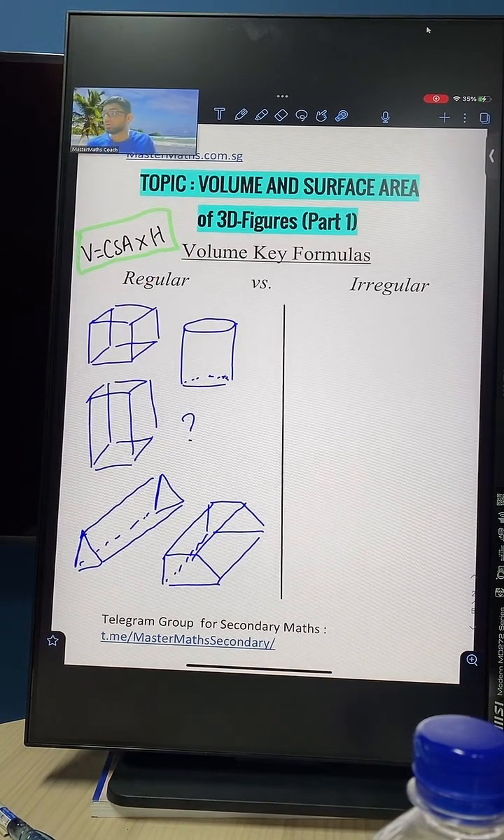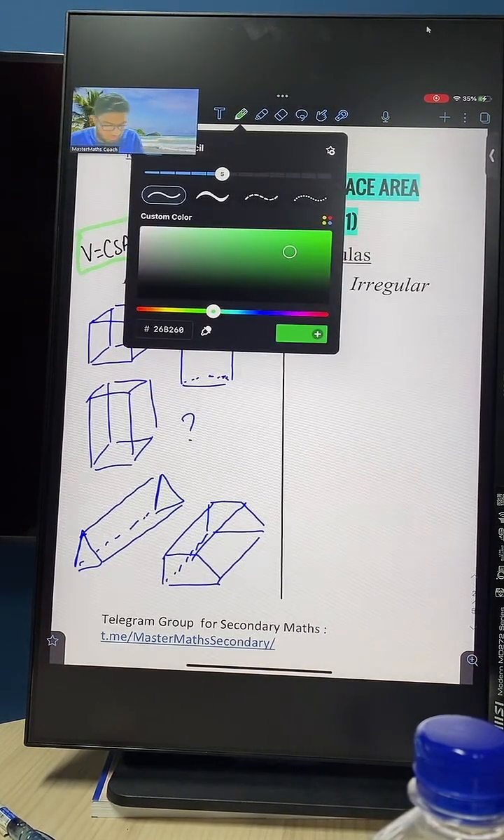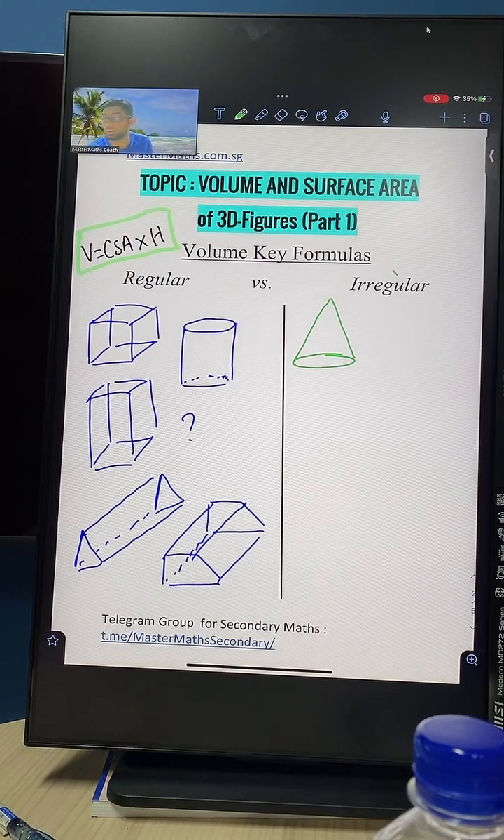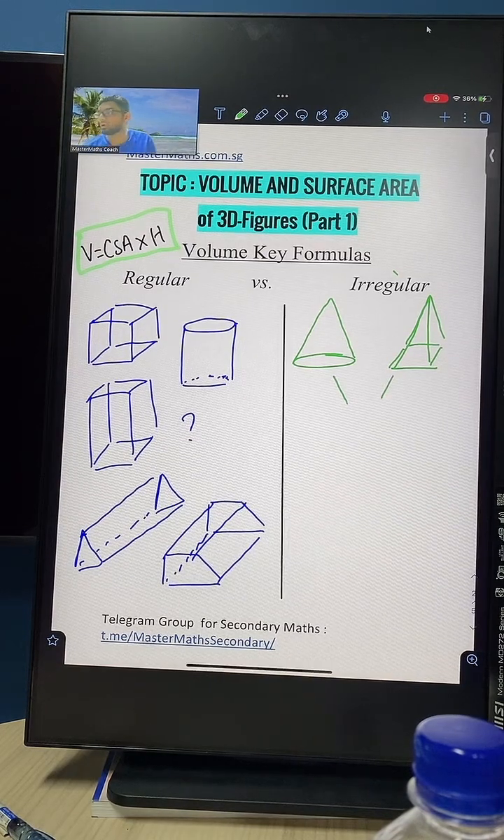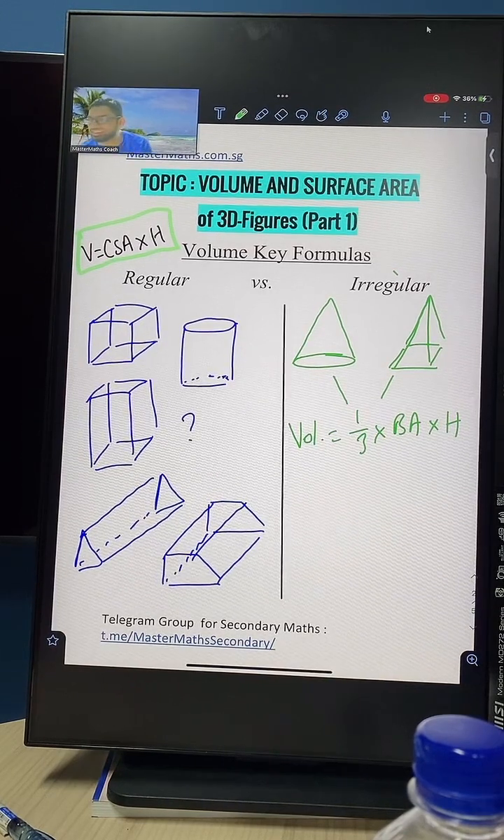Pretty simple and straightforward. Now, let's say, for example, guys, you have irregular shapes. For example, you have a cone. Okay, as an example, you have a cone. Now, if you have a cone, or if you have a pyramid like this, okay, you got a slanted square, you go up, you got a pyramid. And these two, the volume formula is pretty similar. How do you write the volume formula for this? Volume is just 1/3 times the base area times the vertical height. That's all. Okay, so again, 1/3 times base area times height.